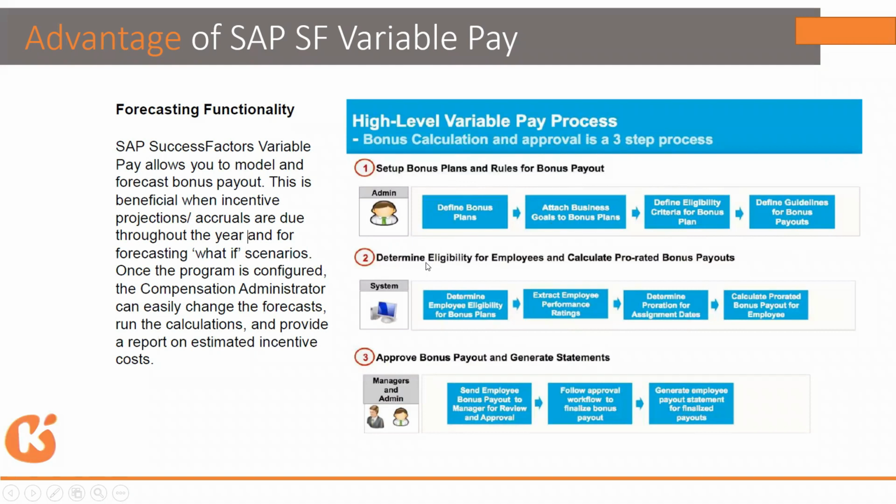Then the second step is to determine eligibility for the employee and calculate the prorated bonus payout, which means you're finalizing for which employee your bonus plan has to be paid. You are checking eligibility. Then whether you want to pay through the performance management rating or through your variable pay rating depends upon how you want to select it. If there is any proration in a date, and then finally you can calculate the payout.